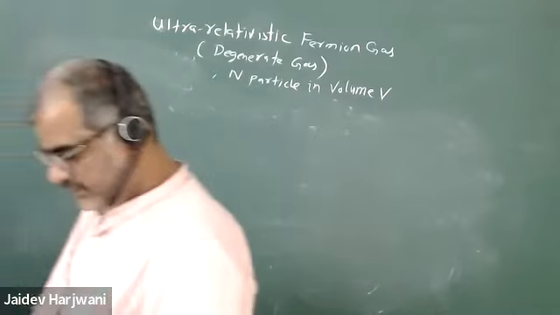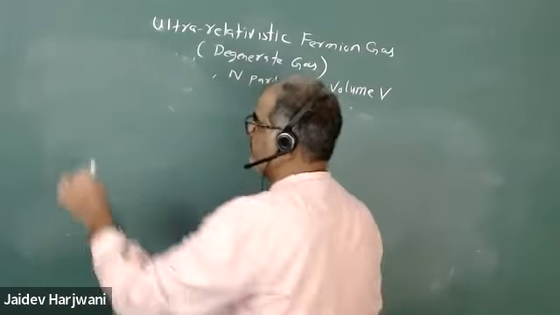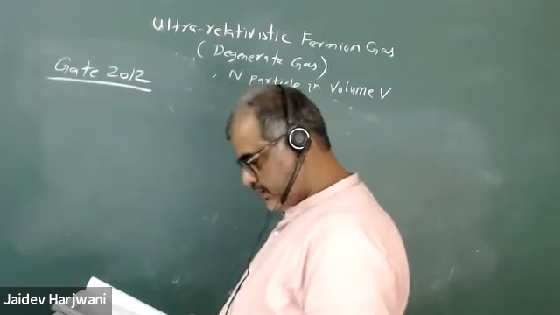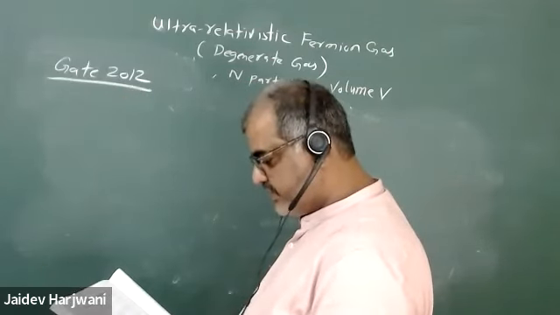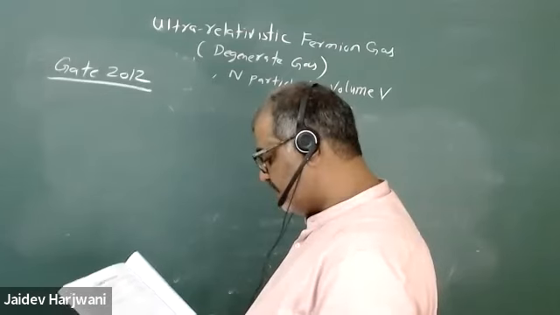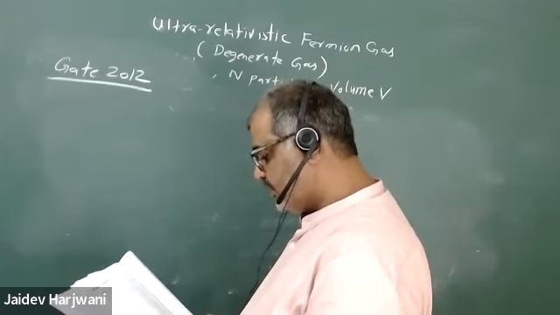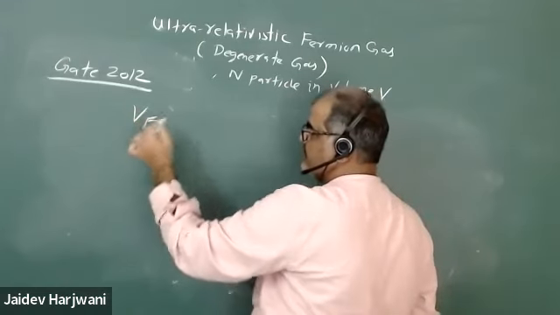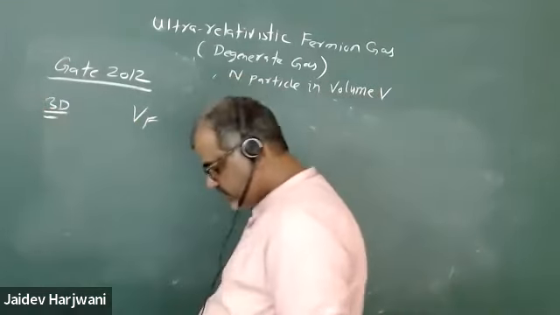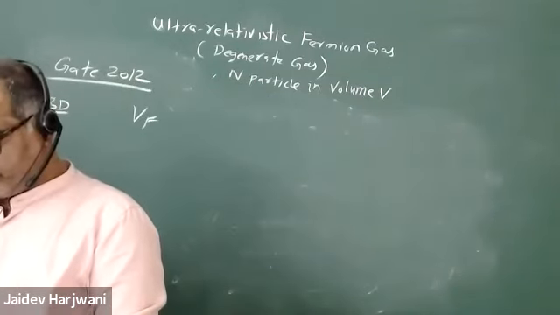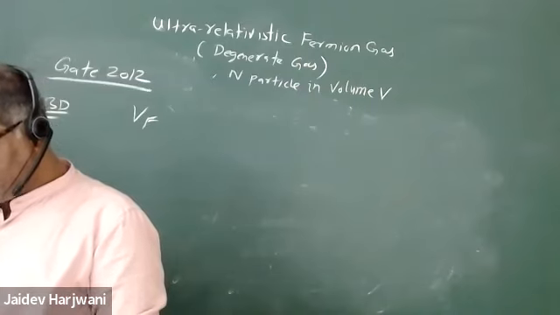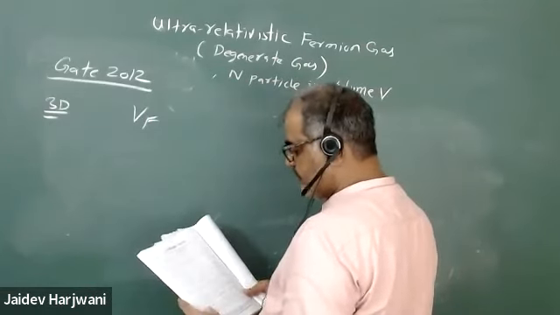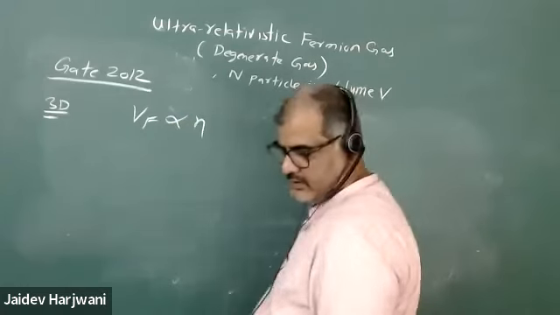Now we have this GATE 2012 question. For an ideal Fermi gas in 3 dimension, the electron velocity Vf at the Fermi surface is related to electron concentration N. How is the Fermi velocity related to electron concentration N? So tell me, how will you do it?